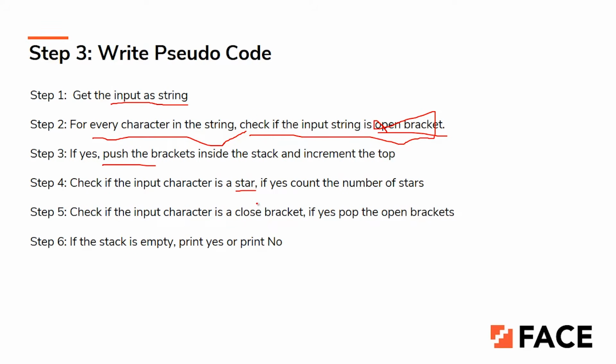Now we will have to check if the next input is a closed bracket. So if the current character is a closed bracket, we'll have to pop the open brackets correspondingly and check if the count of the stars is equal to 2 or greater than 2. Now if that is yes, print yes with the total number of stars or total number of pairs of bracket as well. So this is how we'll proceed with this question. Hope the logic is clear. Let's try to code for the same.